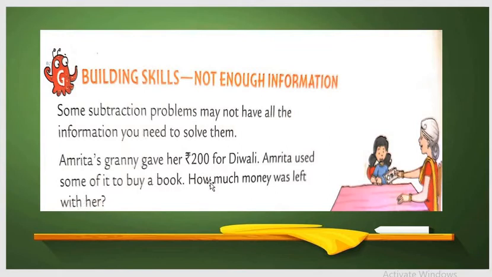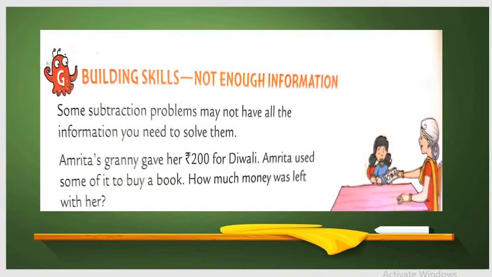Amrita used some of it to buy a book. Amrita's granny gave her 200 rupees for Diwali, and she used some of it to buy a book. How much money was left with her? Here we have only one piece of information. Granny gave her 200 rupees, but she used some on a book, and how much is left? Here there are no details, so it's called not enough information.